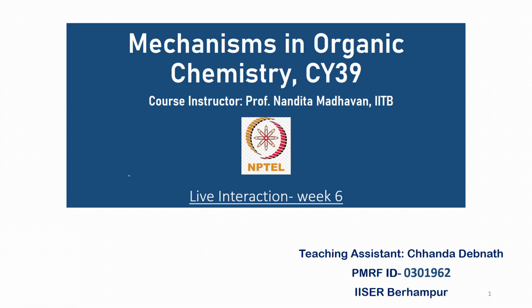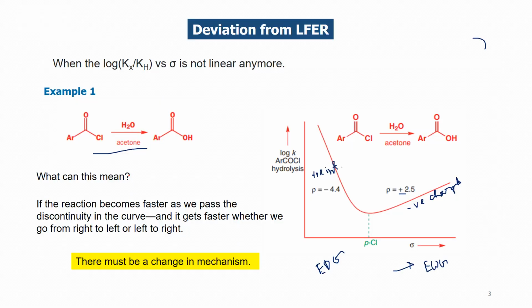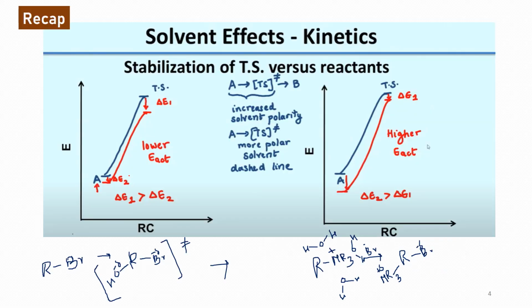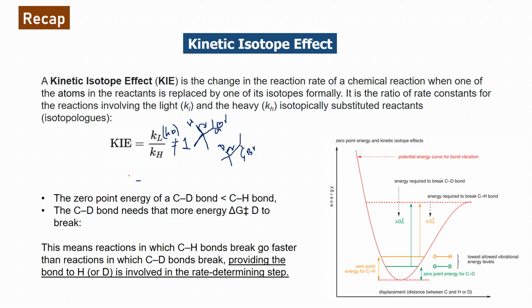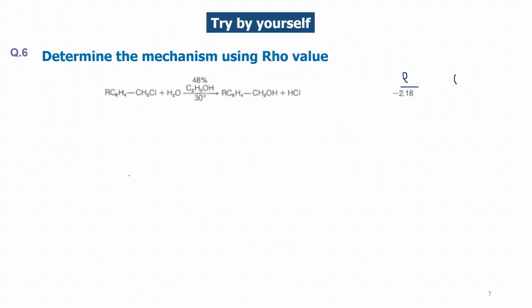So here I will give a recap of the previous class, where I discussed the Hammett equation and other plots of that. Then we discussed deviation from LFER theory and also solvent effect on reaction kinetics. Then we started our topic, kinetic isotope effect, and discussed primary kinetic isotope effect.